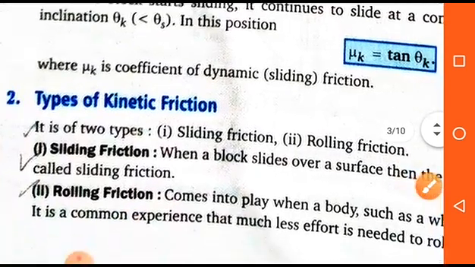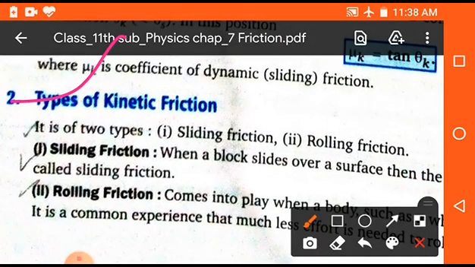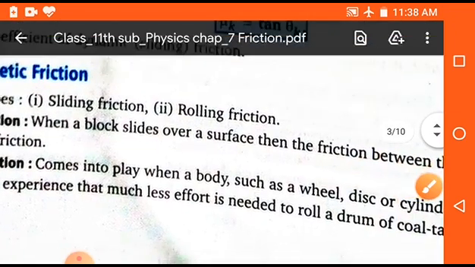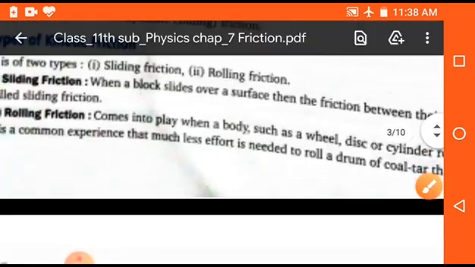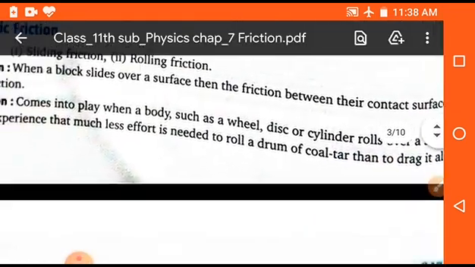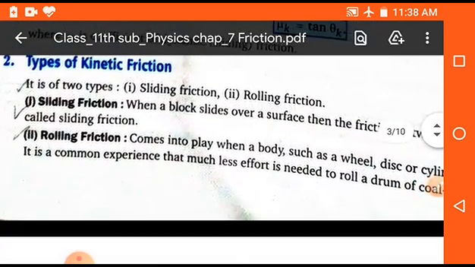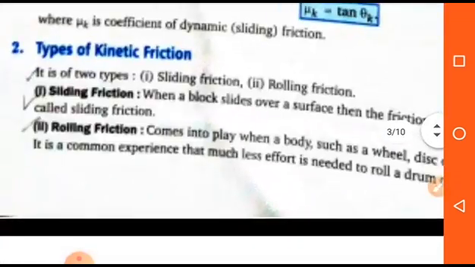Now students, we will discuss the types of friction. There are two types: first is sliding friction and second is rolling friction. Sliding friction: when a body slides over a surface, the frictional force working between the surfaces in contact is called sliding friction. Clear?